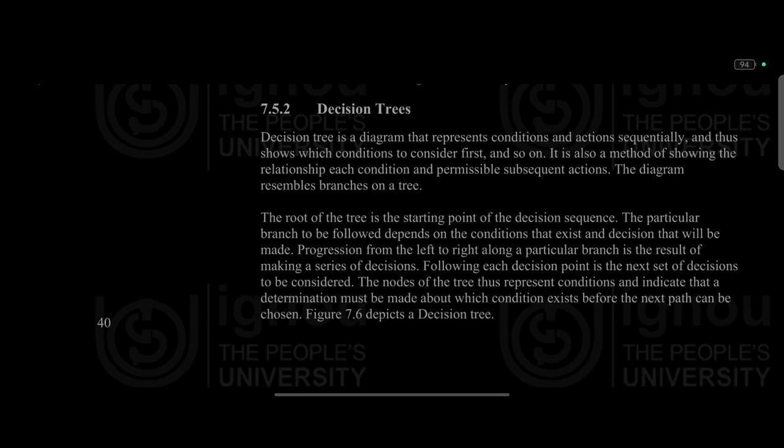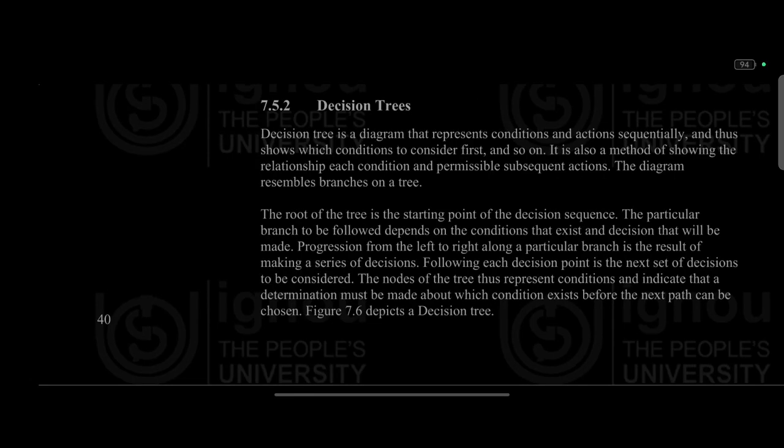Then come decision trees. A decision tree is a diagram that represents conditions and actions sequentially and thus shows which conditions to consider first, and so on. It is also a method of showing the relationship between conditions and permissible subsequent actions. The diagram resembles branches on a tree. The root of the tree is the starting point of the decision sequence. The particular branch to be followed depends on the conditions that exist and the decision that will be made.